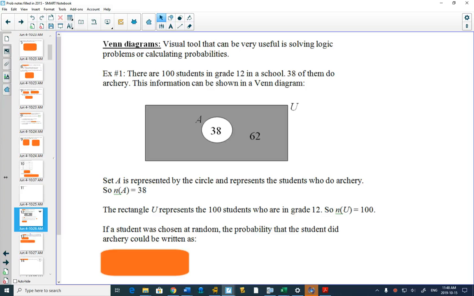So then we use this for probability questions. If you choose a student at random, what is the probability that the student did archery? Well, that's 38 out of 100. But there's the notation. We take the number that are in archery over the total number to get our probability.